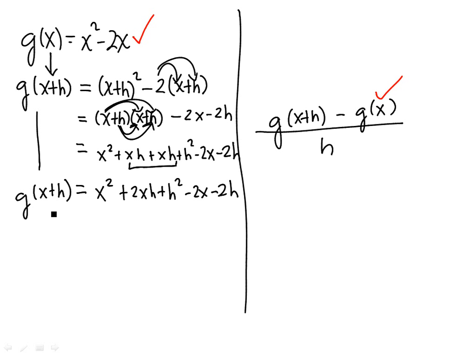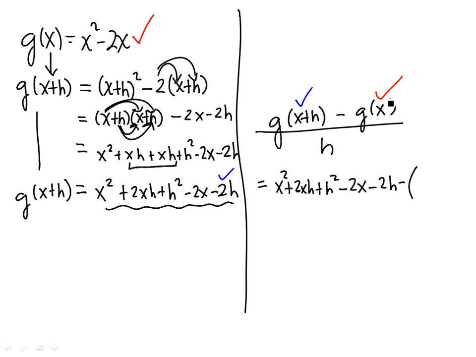But now that we have that piece, we have all the pieces we need to put in this formula. So now we have g of x plus h right here. So let's plug it into the difference quotient. What is g of x plus h? It is all of this. So I'm going to write x squared plus 2xh plus h squared minus 2x minus 2h minus g of x.